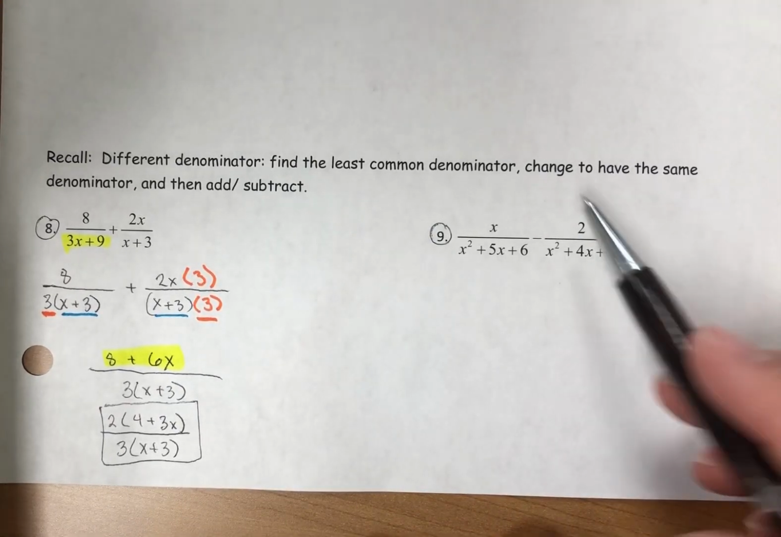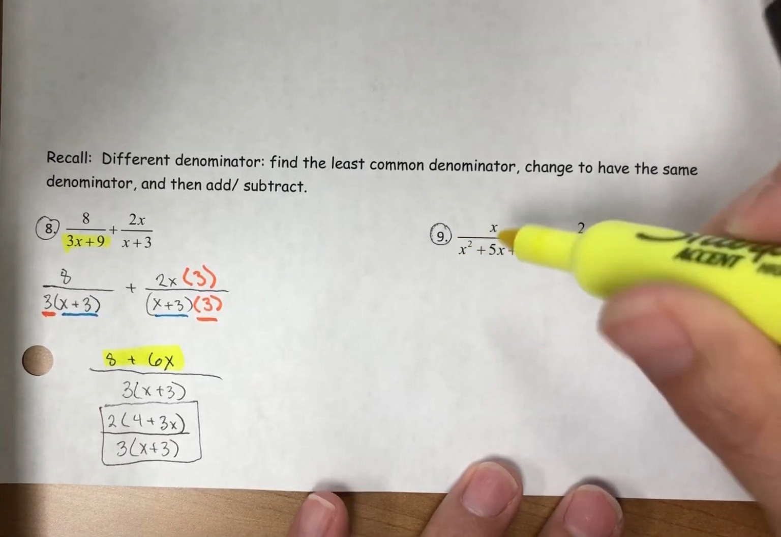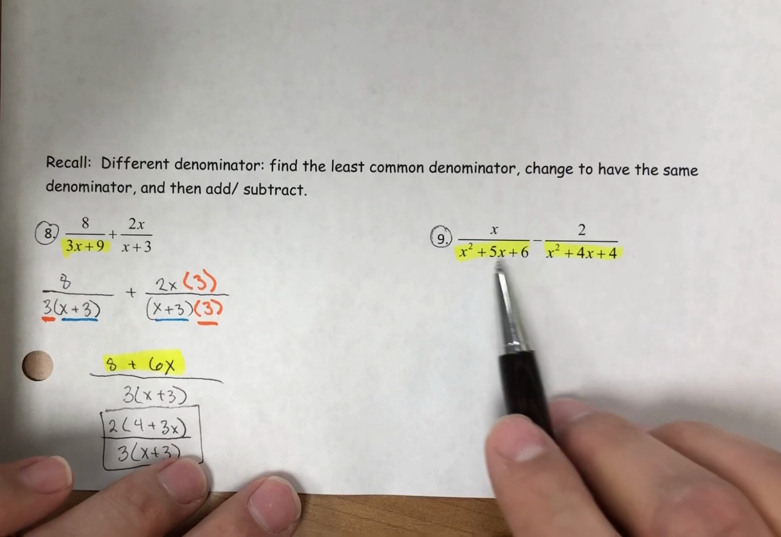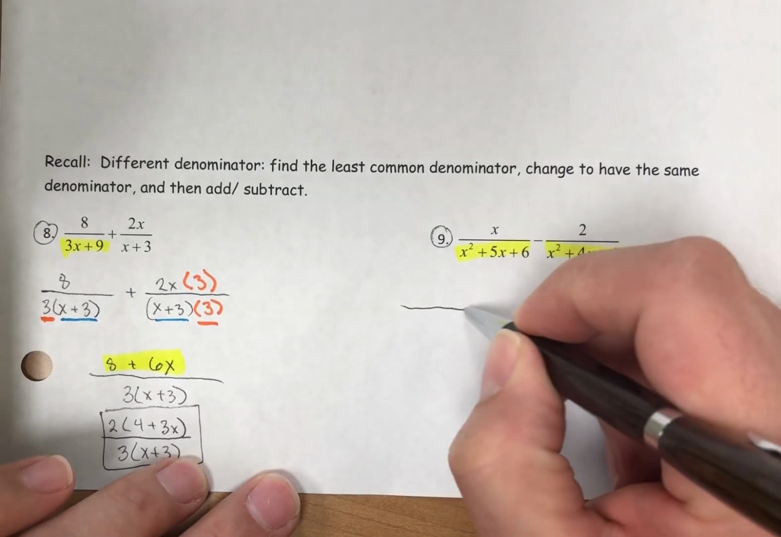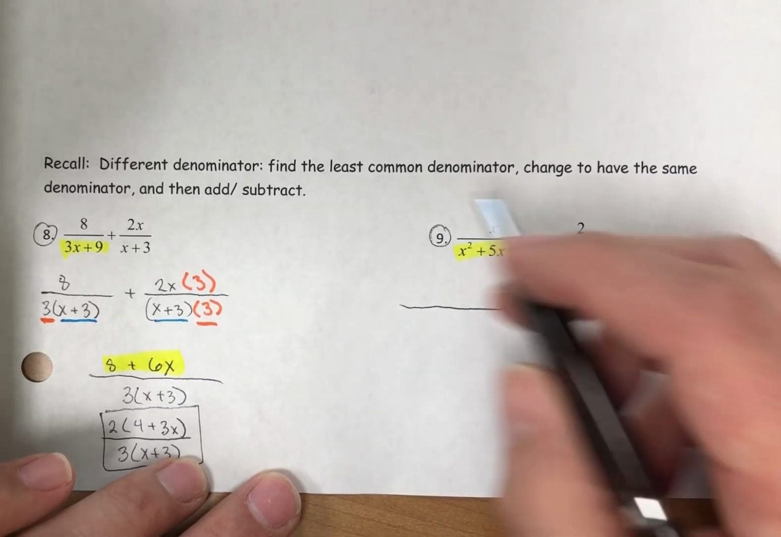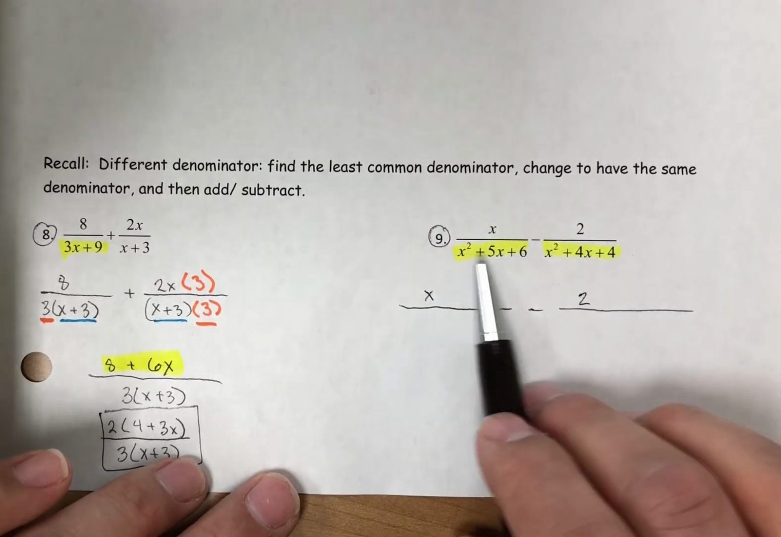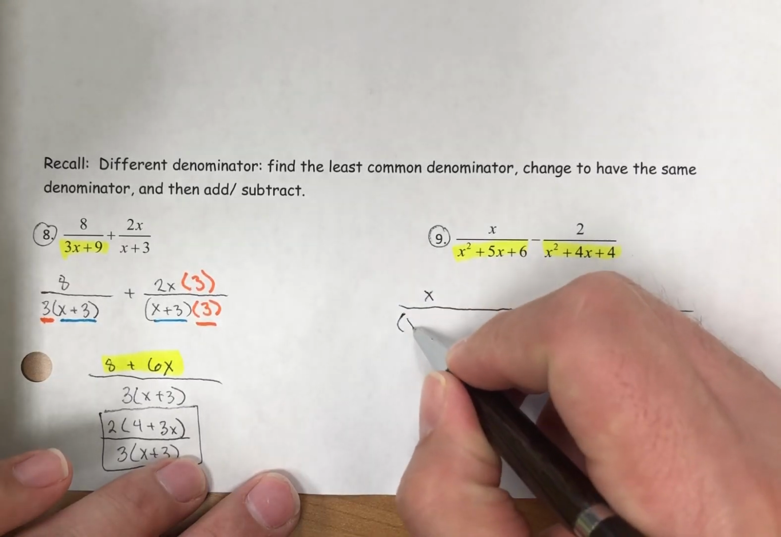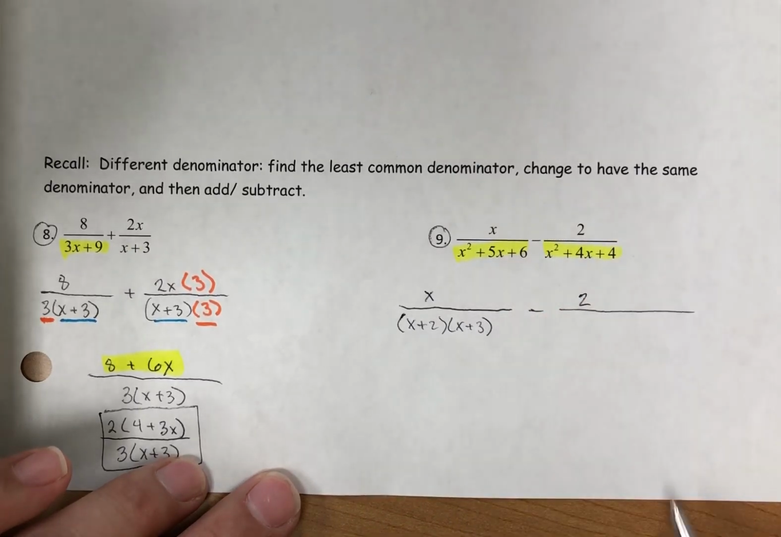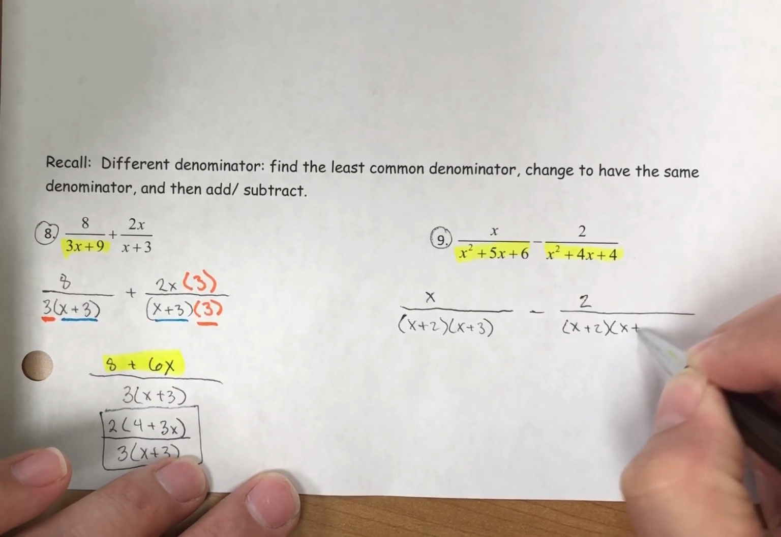With number 9, we now have a subtraction sign. Okay, so again, what I look for is getting common denominators. Before I can do that, I have to factor these two denominators. So again, I go ahead and write two fractions. I leave quite a bit of room, and I write everything that doesn't need to be changed. So those are both numerators. So I factor this trinomial right here. It gives me a factor of x plus 2 times x plus 3. When I factor this over here, it gives me x plus 2 times x plus 2.